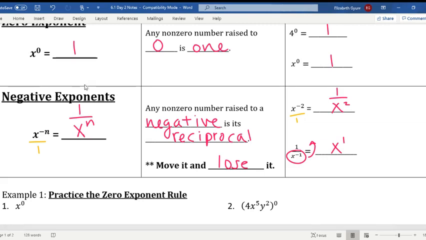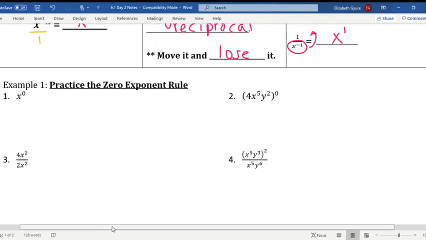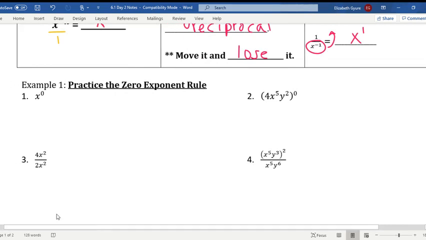All right, so let's try out a few of these. So first we're going to practice our 0 exponent rule. At this point, this is the third time we've seen this. Take a look right up above. What's x to the 0 going to be? Yep, it is just 1. Anything to the 0 power is just 1.